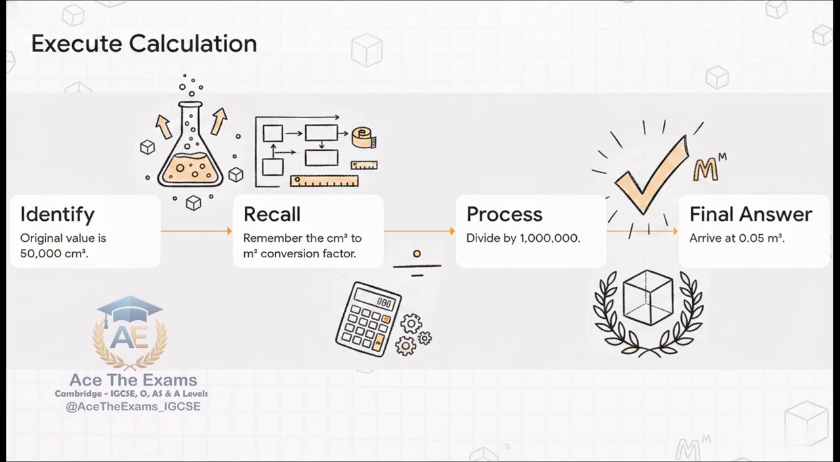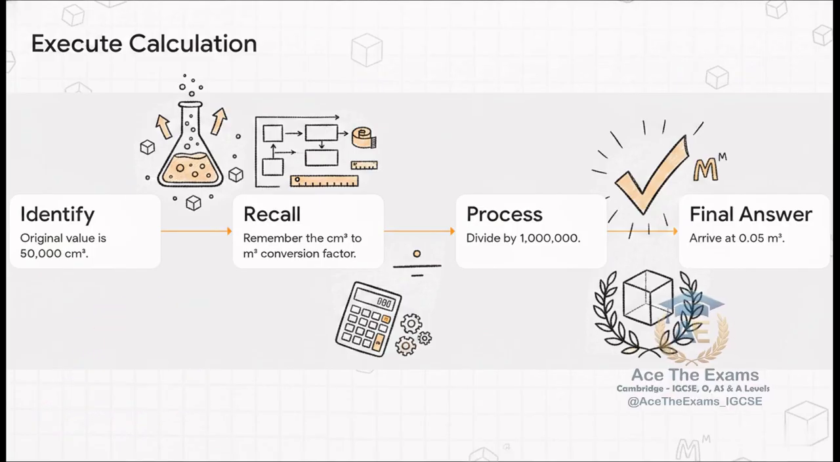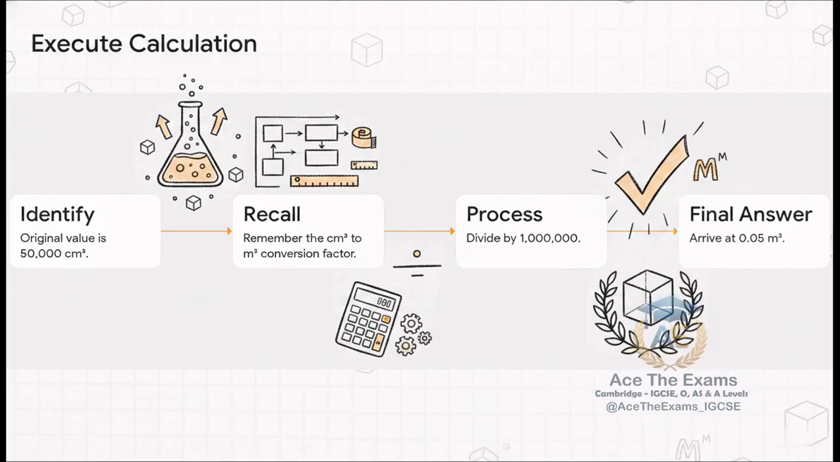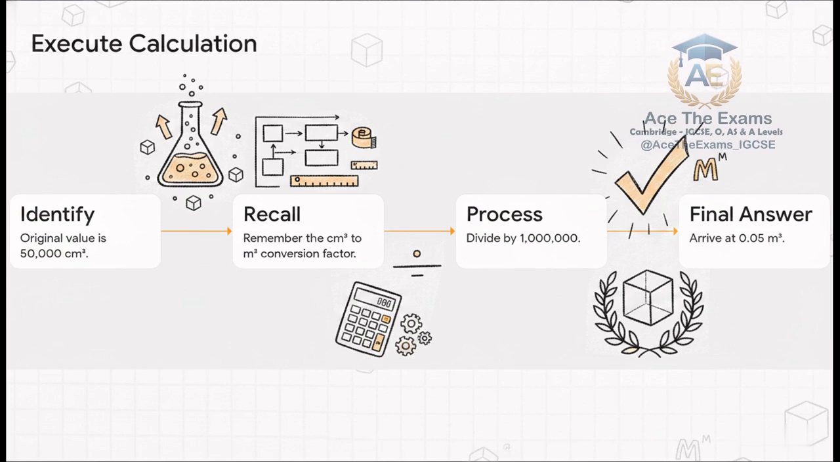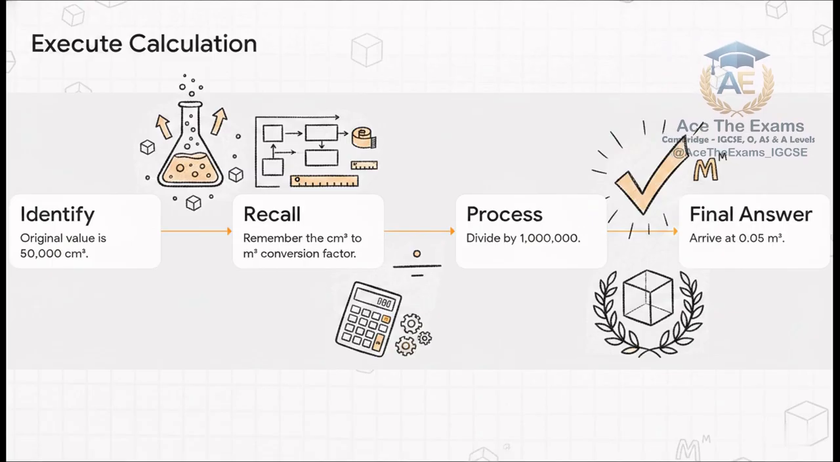Step 1. Identify the original value, which is 50,000 cubic centimeters. Step 2. Recall that massive conversion factor for volume. Step 3. Process the calculation by dividing 50,000 by 1 million. And Step 4. Arrive at the final flawless answer of 0.05 cubic meters.